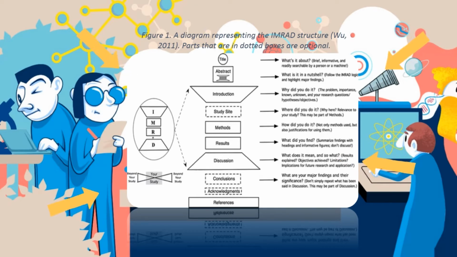Now the next section involves conclusion. This should answer the questions, what are your major findings and their significance? Don't imply or repeat what has been said in the discussion because this may be part of the discussion. So in short, mga anak, the conclusion may also be found in our discussion. Now the next one is the acknowledgements, which is all optional, and then the last but not the least part should be your references. It should be in the APA format 6th edition.